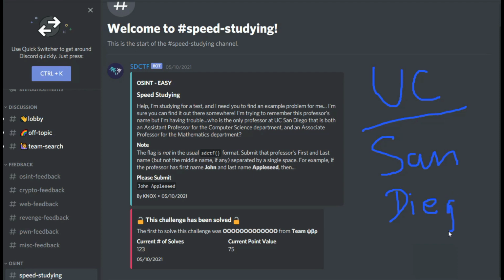Okay, that is both an assistant professor at the computer science department and associate professor for the mathematics department. So we have to find out the name. It is already said that we have to submit the name, like John Appleseed. The flag is not in the usual form SDCTF with brackets, and submit the professor's first and last name, but not the middle name if any, separated by a single space.